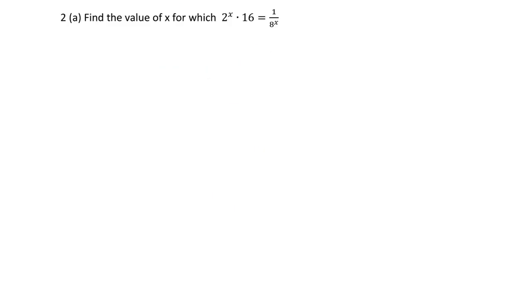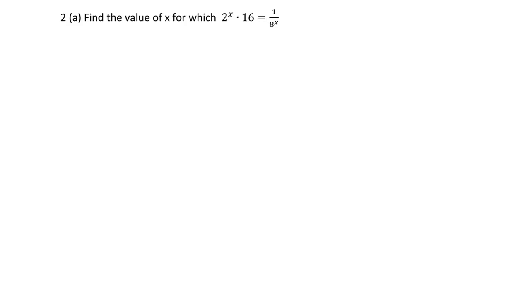Question number 2, part A. Find the value of x for which 2 power x dot 16 equals 1 over 8 power x. Okay, so this is the exponential problem. We have to remember that the dot between 2 and 16 means multiplication.